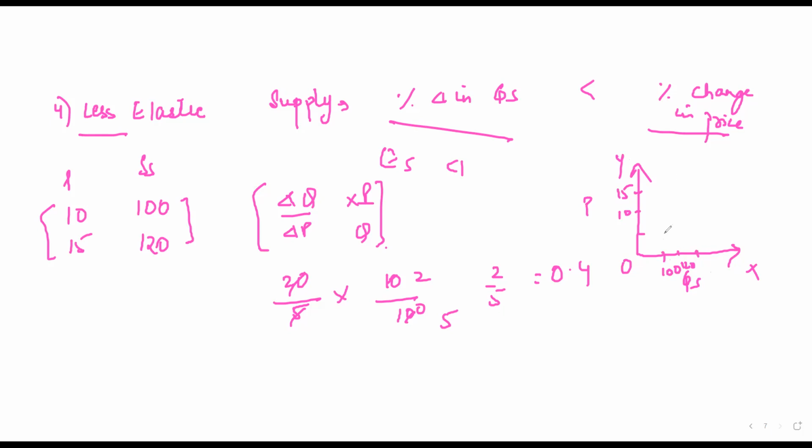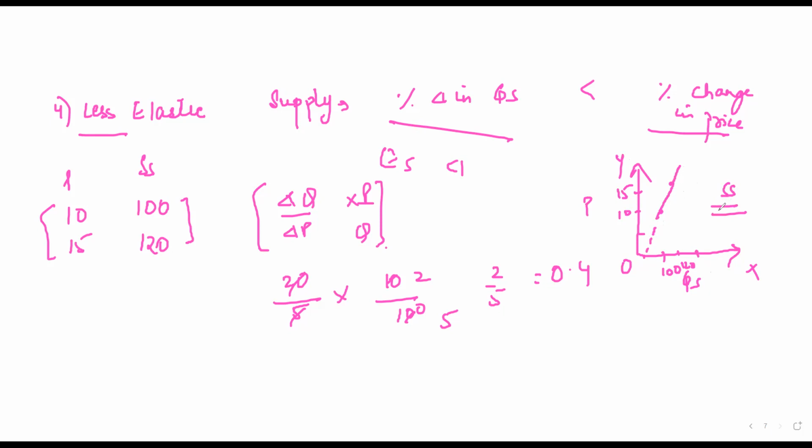So 100 was at 10, right? And 120 is at 15. So you get this kind of a curve, right? You'll get this kind of a curve when you join it here. So this is the kind of supply curve you get, and which shows that supply is less elastic.